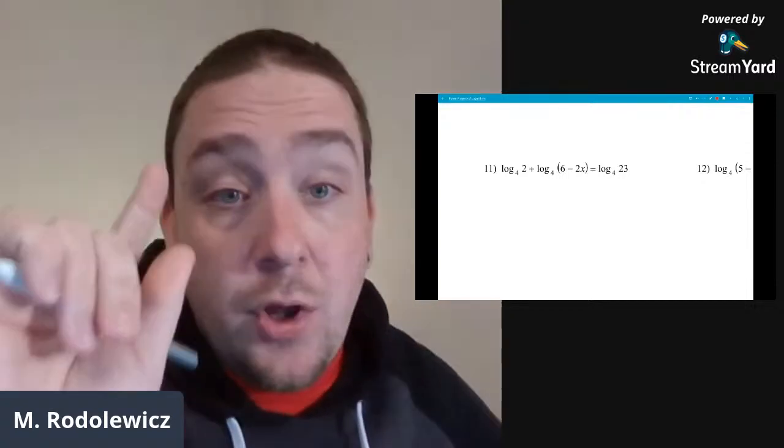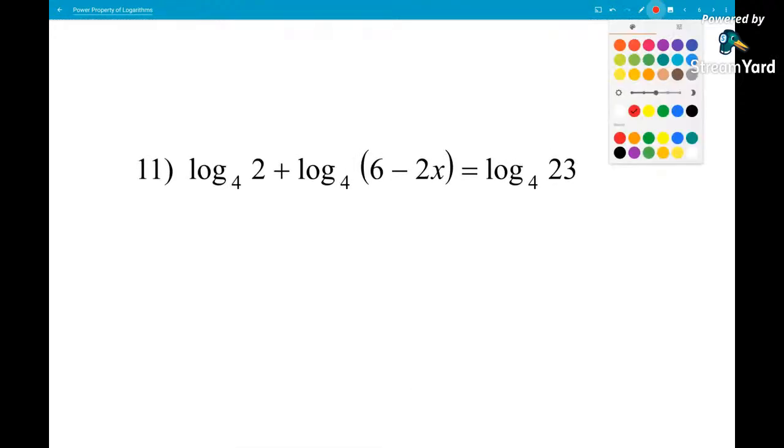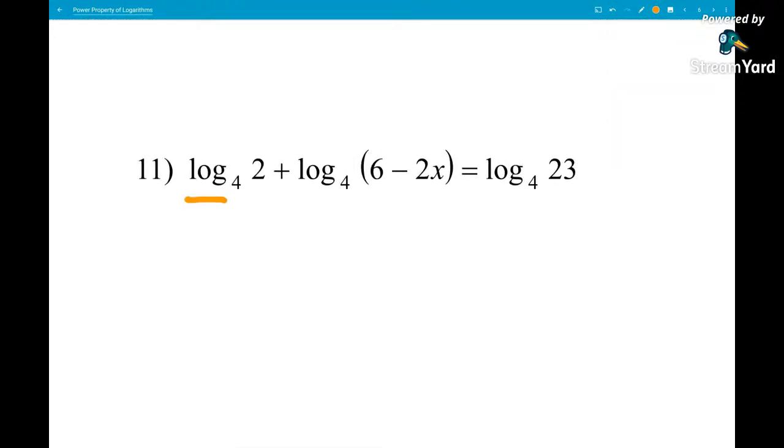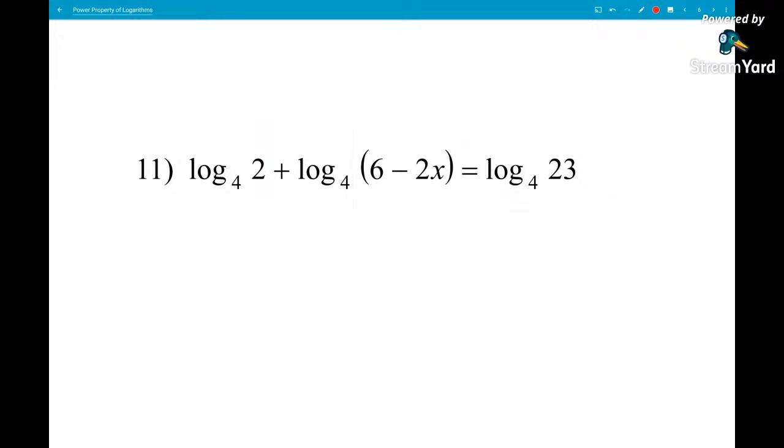That cancels out. Number 11 isn't quite that. Number 11, we have a logarithm plus a logarithm equal to a logarithm. So if you just cross this all out, you would be 100% wrong. Do not do that. Do not do that, right?